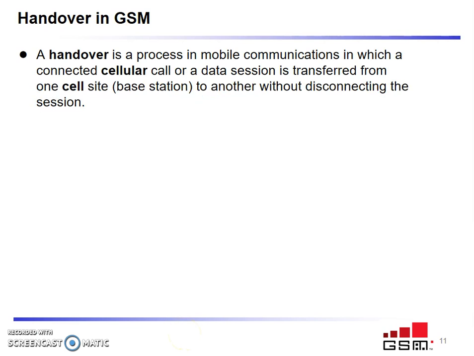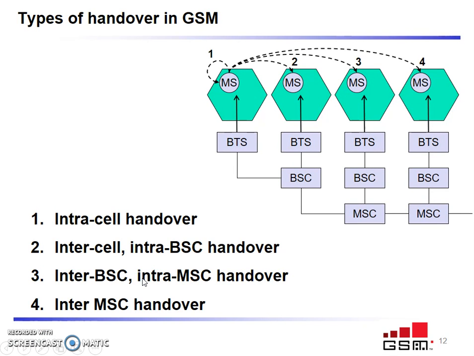A handover is a process in mobile communication in which a cellular call or a data session is transferred from one cell, a hexagonal cell, to another hexagonal cell without any disruption in the communication between two mobile stations. The types of handover in GSM are intra-cell handover, inter-cell intra-BSC handover, inter-BSC intra-MSC handover, and inter-MSC handover.